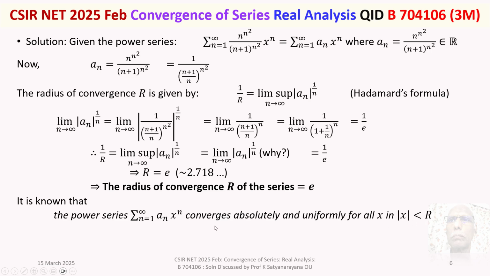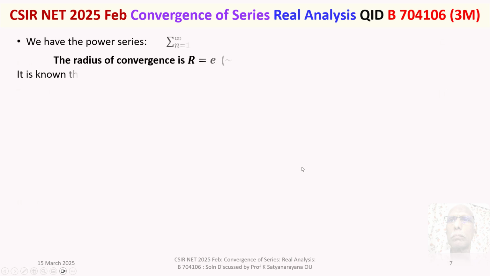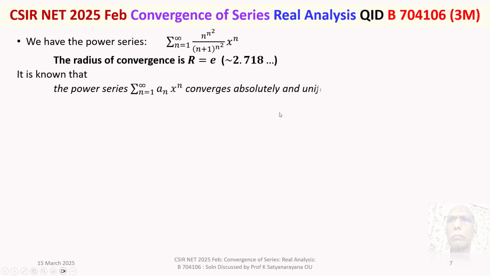It converges absolutely and uniformly for all x in the open interval minus r to plus r. Outside this open interval, it diverges, for all x with mod x greater than r. That means outside the open interval minus r to plus r, it diverges. Agreed. With this, we move on to the next slide. This result I have also written down here.